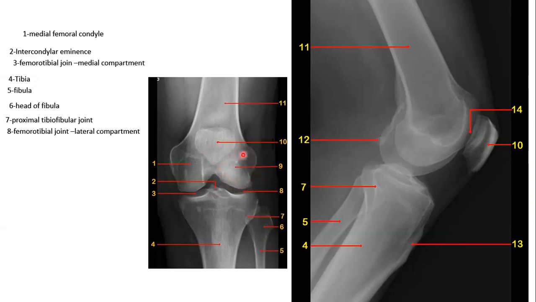Number 9, lateral femoral condyle. Number 10, patella. Femur. Excellent.